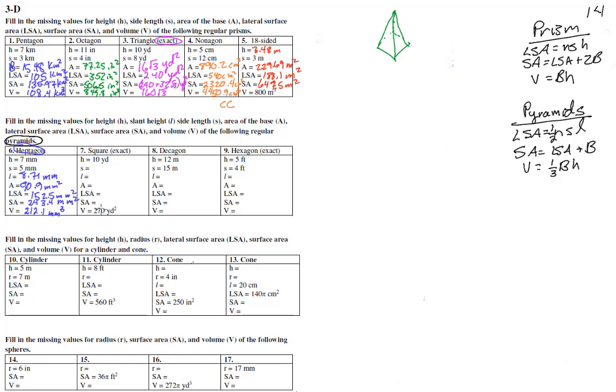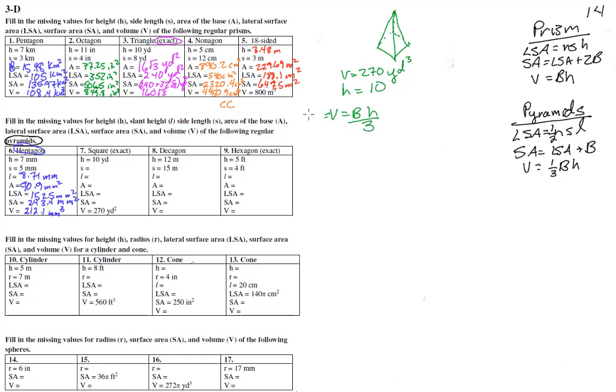So we also have to work backwards. It gives us the volume of 270. So volume's 270 yards cubed. And it gives us the height is 10. So working backwards, we have to find the area of the base. So the volume is the area of the base times the height, all divided by 3. That's important.